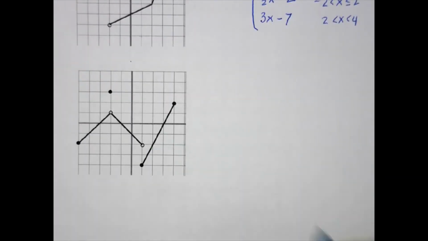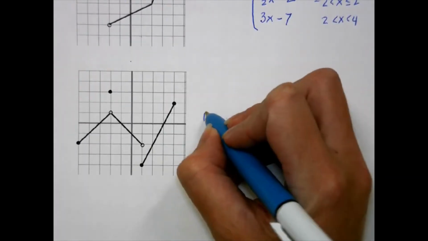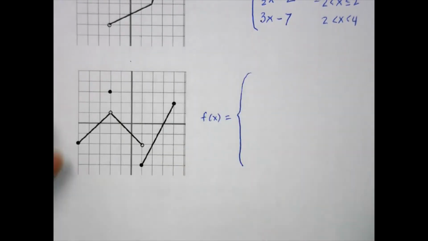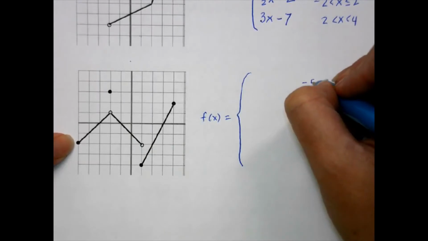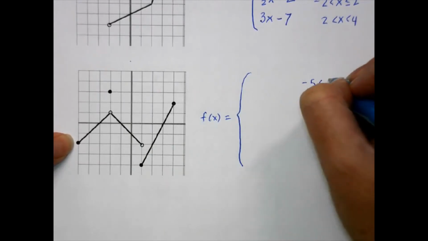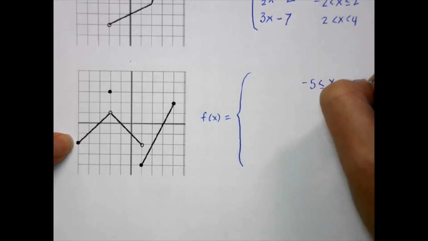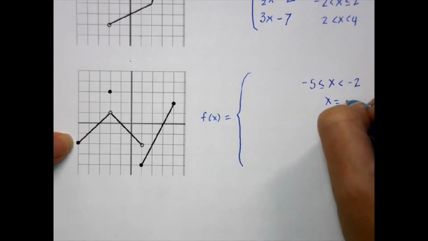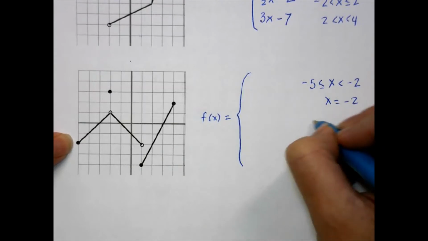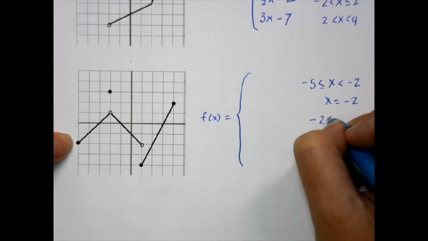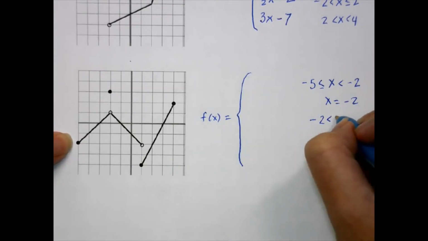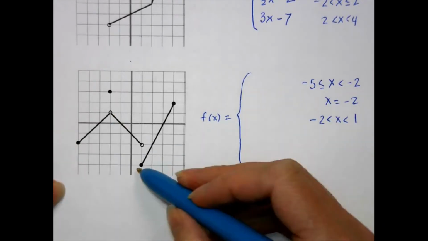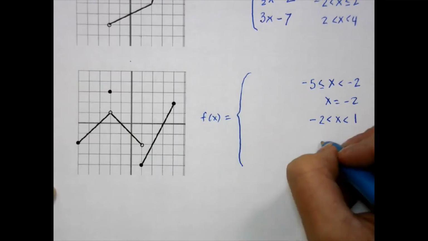Our next one again has 4 parts. Going from -5 inclusive to -2 non-inclusive. Something when x is -2, -2 to +1, both open dots, and then the last segment goes from 1 to 4.